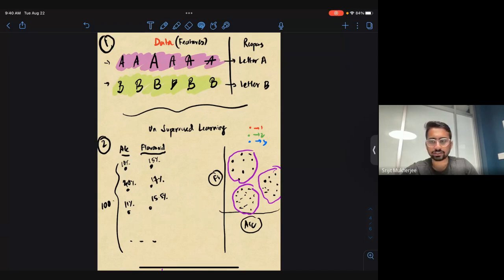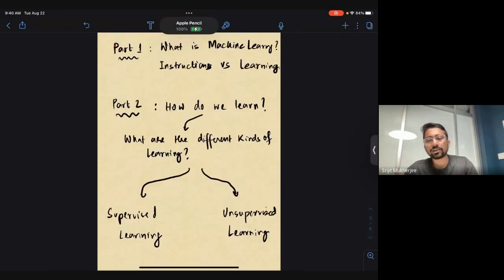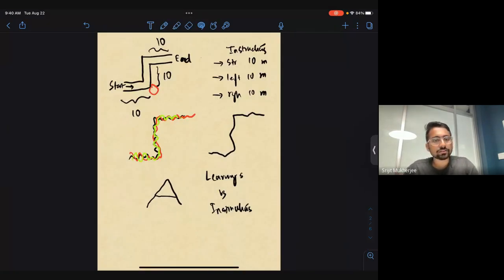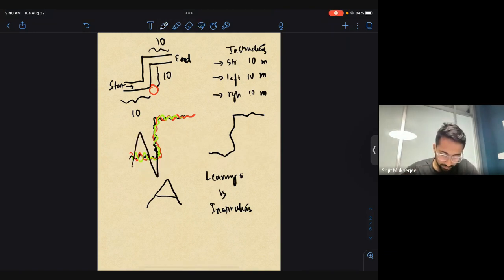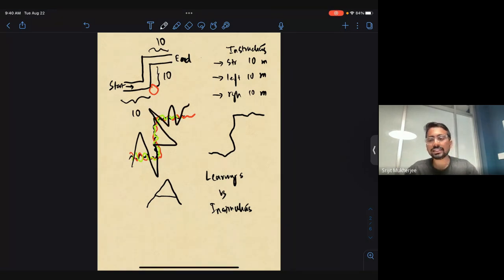Yes, please ask questions. What's the difference between supervised learning and instruction? Exactly the difference between learning and instructions. Here it's saying these individual paths are data, and it's saying this is the right path, this is the right path, this is not a right path, this is not a right path. So you're teaching them with each individual data point that this is correct, this is not correct. Based on that, it is learning.